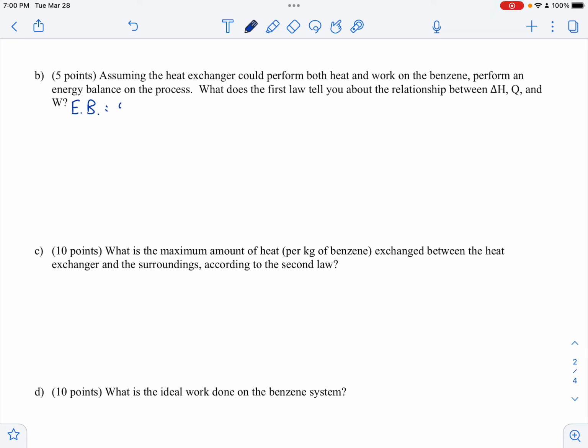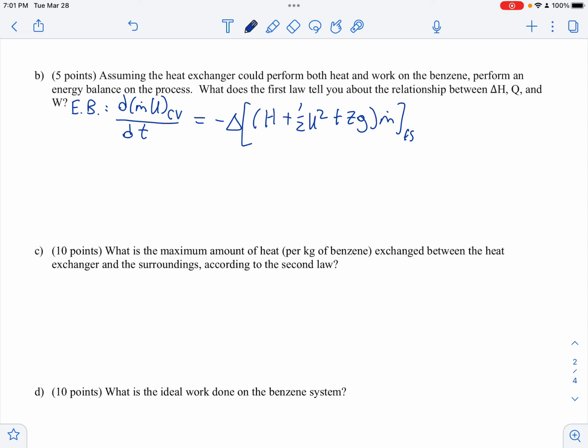Again, in the equation sheet, it would look like this: dU across the control volume, which is the unit, over dt, is equal to minus delta H plus 1/2 u, lowercase u is the velocity, squared, plus Zg, times m dot, the mass flow rate. This is across the flow system, or it's actually pretty much the same as across the control volume. And then we have heat input, and we have the shaft work.